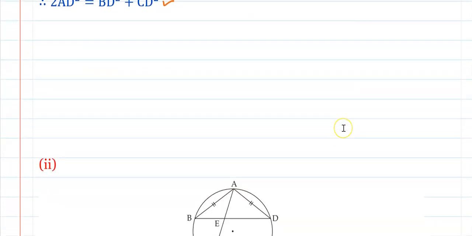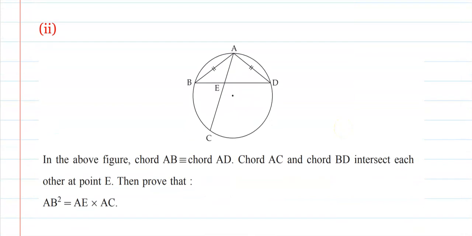Now the next. In the above figure, chord AB is congruent to chord AD. Chord AC and chord BD intersect each other at the point E. Then prove that AB square is equal to AE into AC. Okay, this we want to prove.